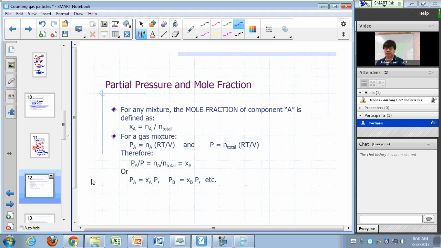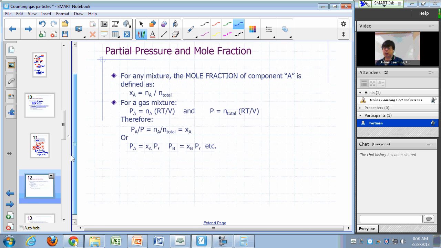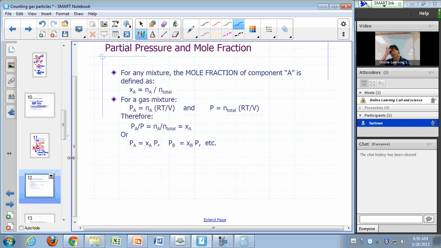All right, let's continue. Partial pressure and mole fraction. Let's define mole fraction. Mole fraction is defined as just the ratio of the moles of a particular component to the total number of moles. So mole fraction of component A would be how many moles you have of component A, divided by the total number of moles. That gives you the mole fraction.